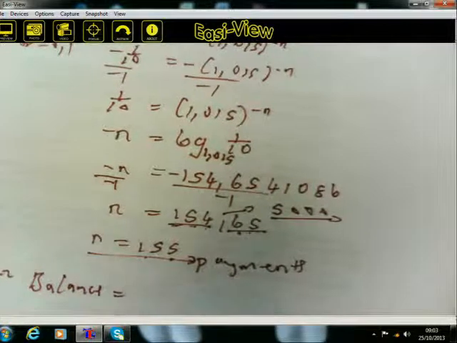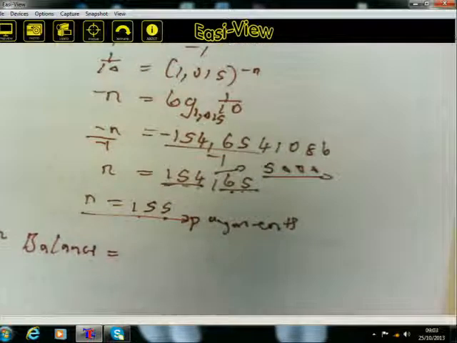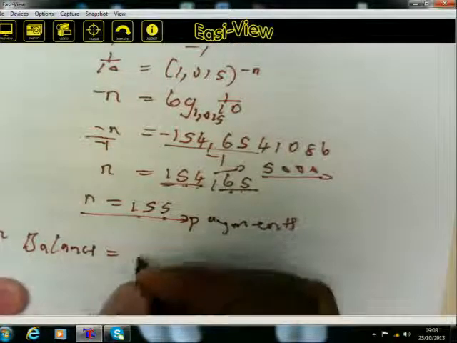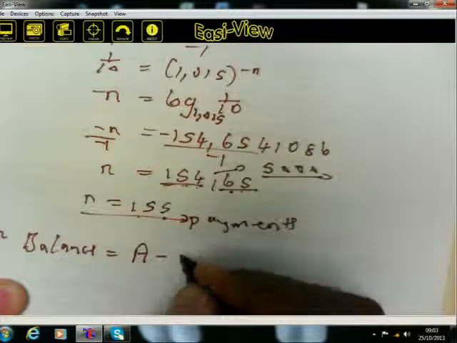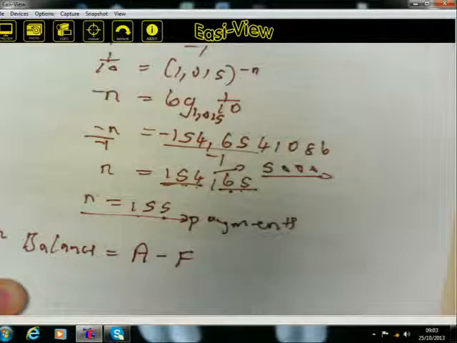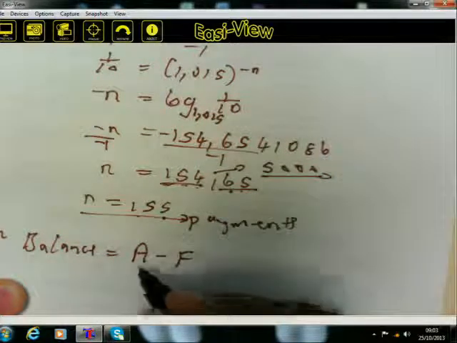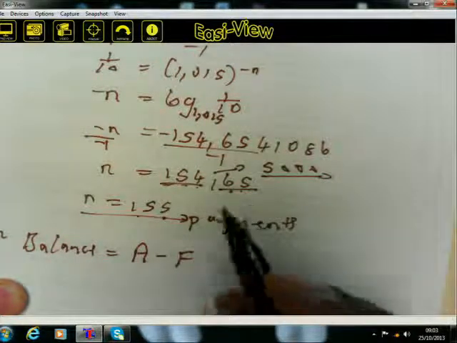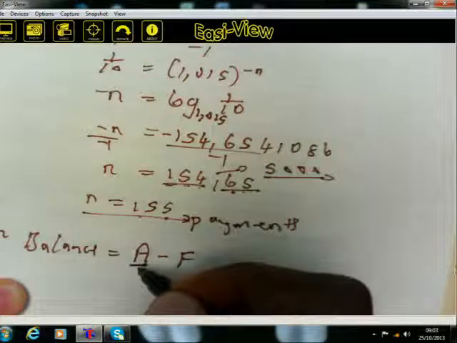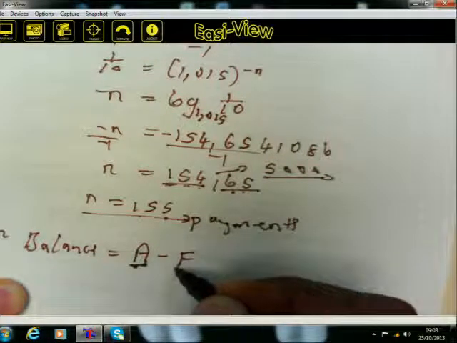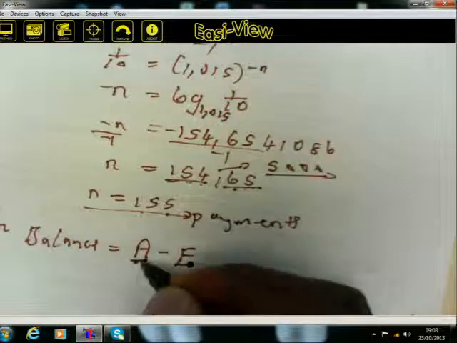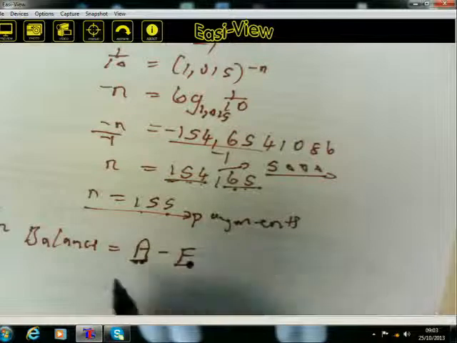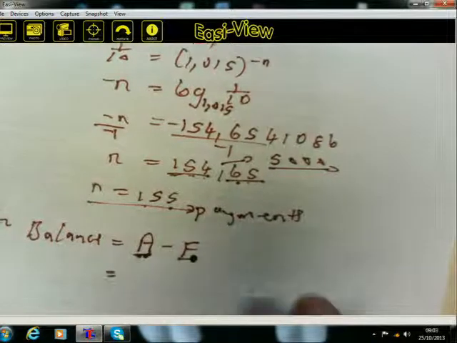Now the balance, I know there are many ways to calculate this one, but most of the time I take this one here, that is A minus F. Why A minus F? We take the loan to that period, maybe to that payment, and then we find the number of payments that we made up to that, maybe 154 or 155. That is the compound minus the future. Let us see how this one works.